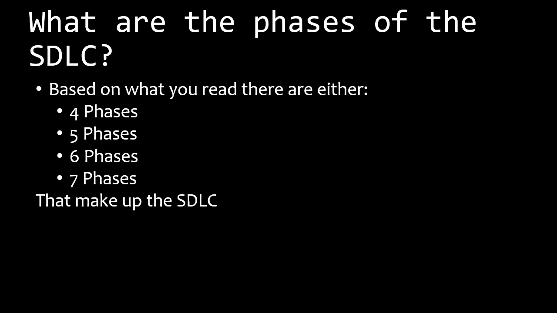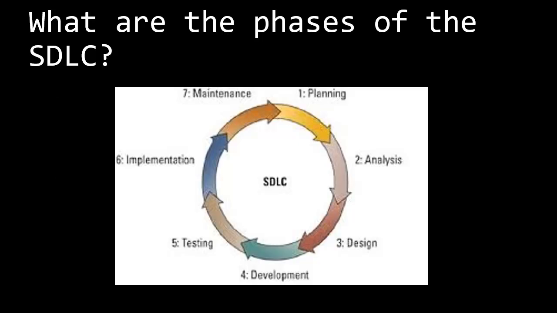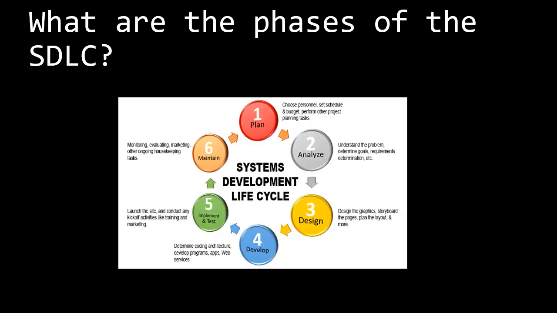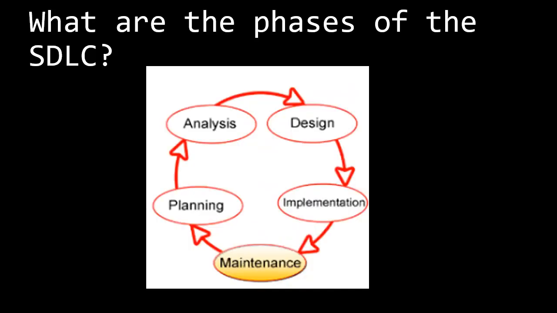How to program in some cases, how to design databases in some cases, and the same thing with development of systems. But as you'll see here, when we look at the phases, here's one with 7 phases: planning, analysis, design, development, testing, implementation, and maintenance. That's the 7-phase view. Here's a 6-phase view: plan, analyze, design, develop, implement and test, and maintain. What do they do here? Well, they kind of combine implement and test. A 5-phase piece here: planning, analysis, design, implementation, and then maintenance.